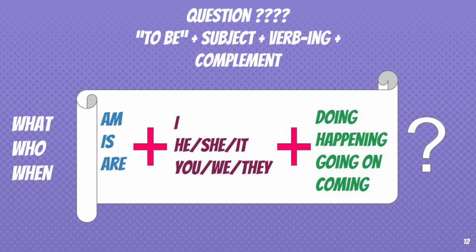Question format. So you can always use a question word, followed by the verb to be conjugated in present tense, the subject of your question, followed by a verb ending in ing, and the complement of the remainder of your sentence. What are you doing? Who is doing all that screaming? When are we going hiking?